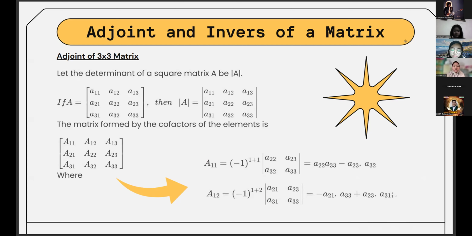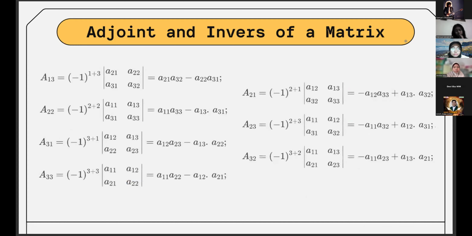Then A12 equals -1 to the power of 1 plus 2 multiplied by the determinant of A21, A23, A31, A33, which equals minus A21 multiplied by A33 plus A23 multiplied by A31. Then A13 equals -1 to the power of 1 plus 3 multiplied by the determinant of A21, A22, A31, A32, which is A21 A32 minus A22 A31, and so on until A33.